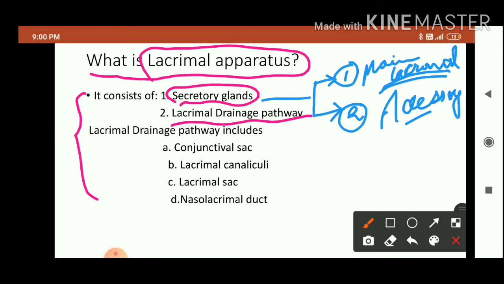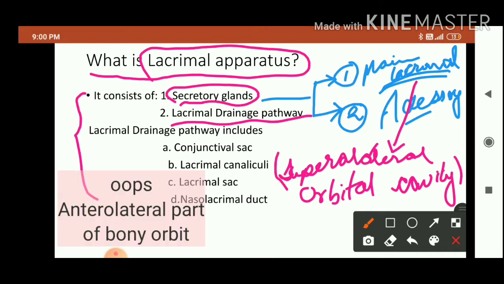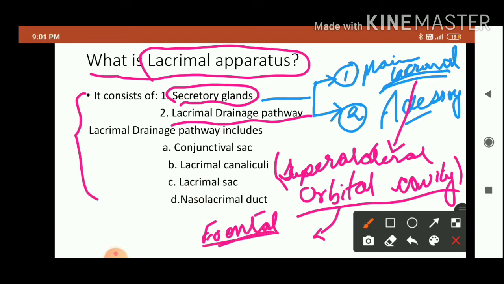So what is the position of the lacrimal gland? The lacrimal gland is present in the lacrimal fossa. Remember that this lacrimal fossa is not similar to the lacrimal groove or the lacrimal sac. This lacrimal fossa, which houses the lacrimal gland, is present mainly in the superolateral surface of the orbital cavity. Yes, superolateral wall of the orbital cavity, and it is mainly formed by the frontal bone.